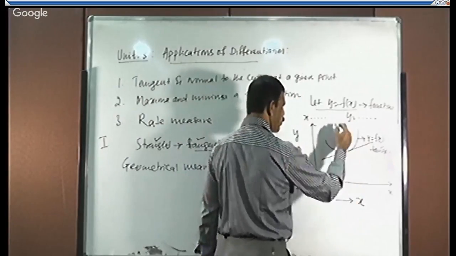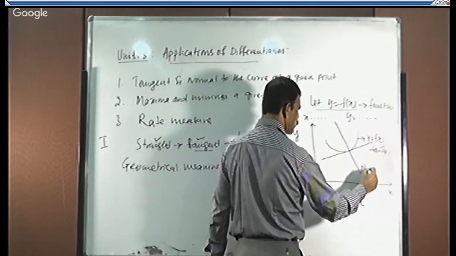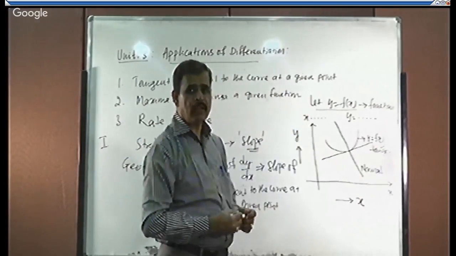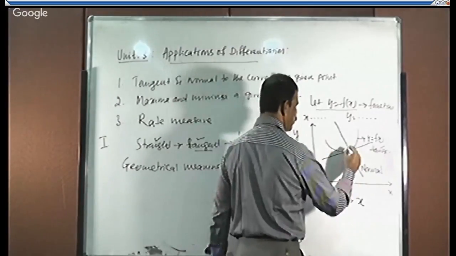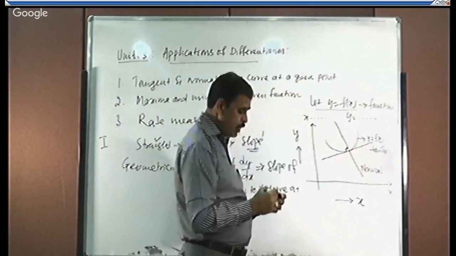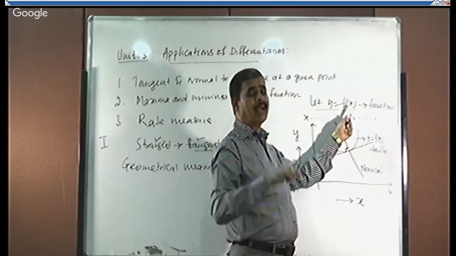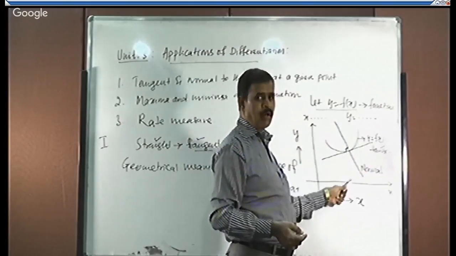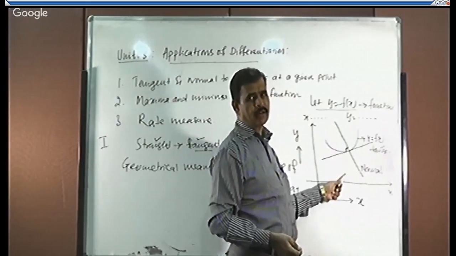Any line which is perpendicular to this tangent is called the normal. What is normal? Normal is a line which is perpendicular to the tangent. Normal means 90 degree perpendicular. So this is the tangent and this is the normal. Using differentiation for a given curve at a given point, you can get the tangent and normal, or you can get the slope of tangent, or the slope of normal. Got it?